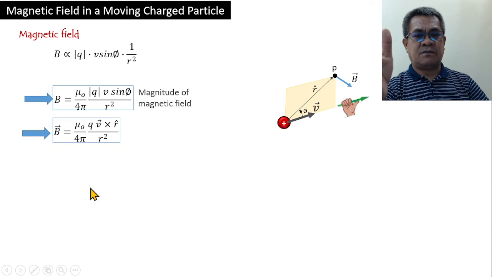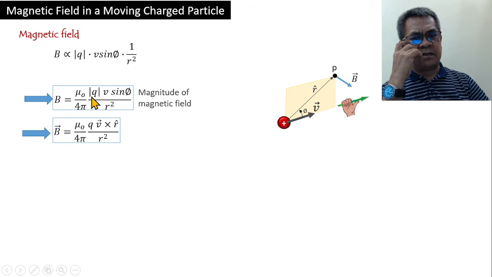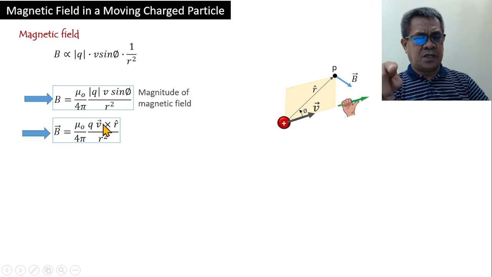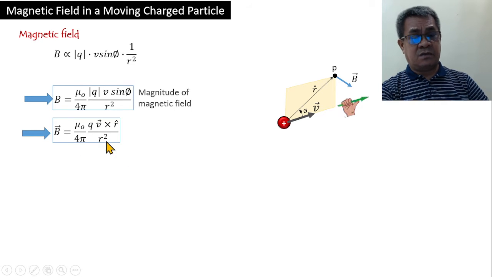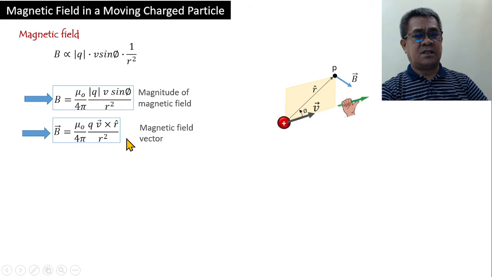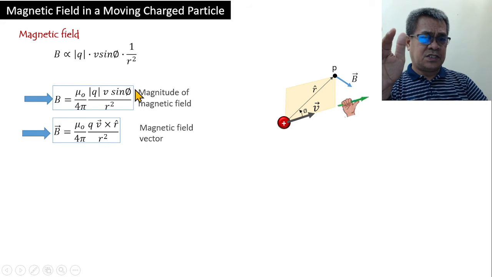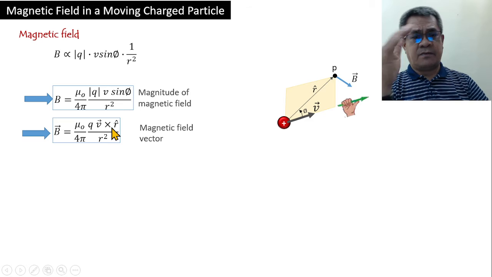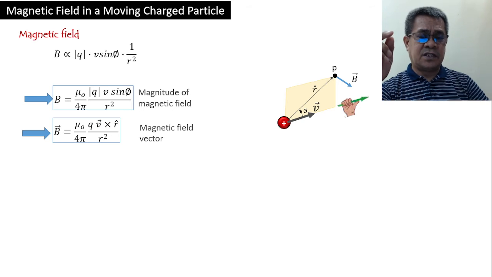Now, the vector, of course. Remember that R is a vector and V is a vector. So if you take the cross product of the velocity and the position vector's unit vector, multiplied by the constant and the charge, divided by R squared, the magnitude of the position, we call this the magnetic field vector. So this equation is the magnitude, while this one is the magnetic field vector.